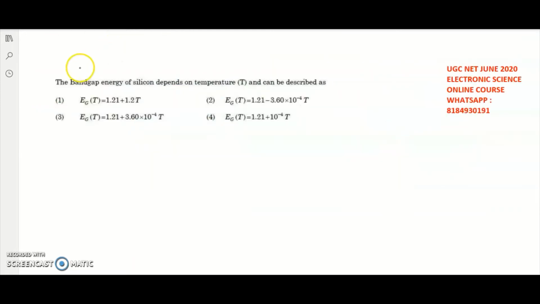And now coming to the second question, the band energy of silicon depends on temperature T and can be described as.